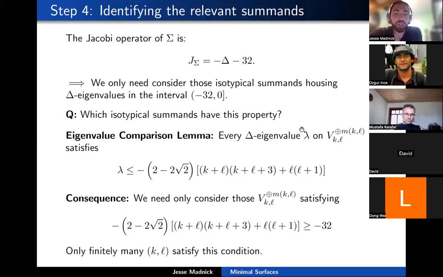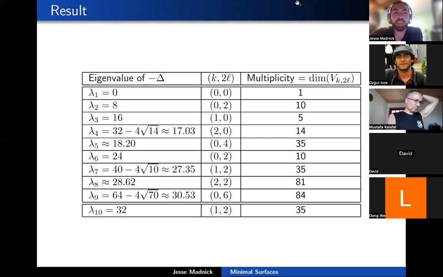So we only need to consider those isotypical summands for which this right-hand side is greater than or equal to negative 32, because those that are less than negative 32 have the property that lambda is outside that interval. Okay, but there are only finitely many pairs k comma l that satisfy this, so that reduces everything finally to a finite computation, and this is what you get. These are the k comma 2l's that end up being relevant.